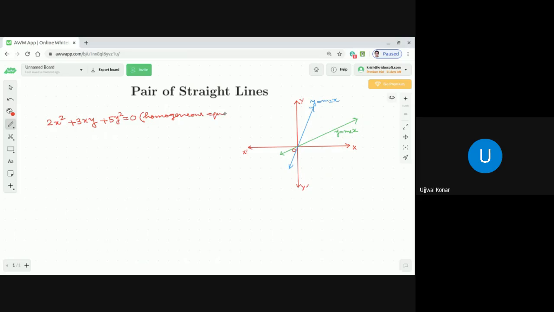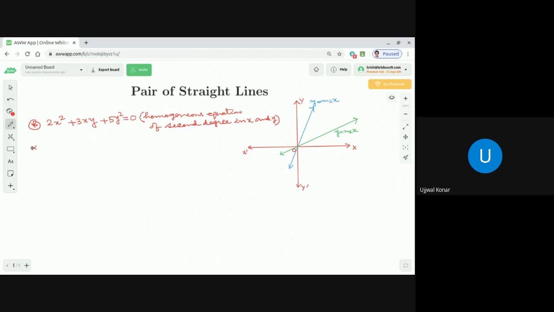Homogeneous equation of second degree, we can write degree 2 or second degree, both are same. Second degree in x and y. So this is one thing. Suppose I give another example of a homogeneous equation of third degree in x and y.